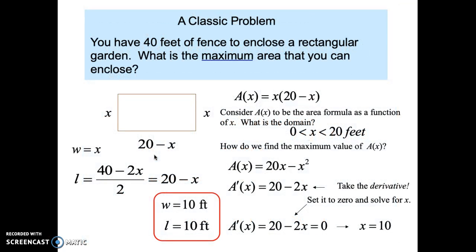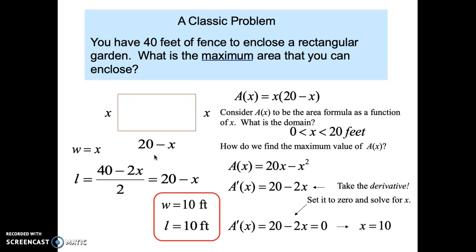Here we have a classical problem. You have 40 feet of fence to enclose a rectangular garden. What is the maximum area that you can enclose? A of x is considered to be the area formula as a function of x. The domain is between 0 and 20 feet.